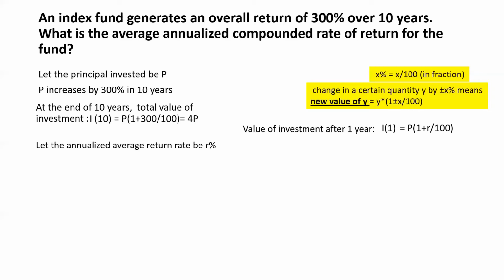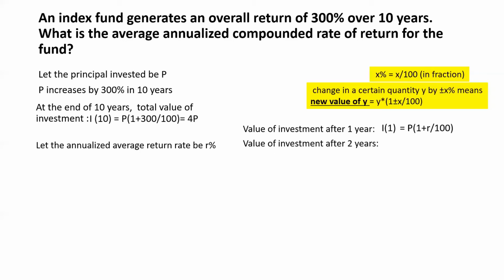And we're assuming that the compounding effect is once a year. So that's the assumption here. So if that's the case, we have the value of the investment at the end of 1 year as P multiplied by 1 plus R by 100.